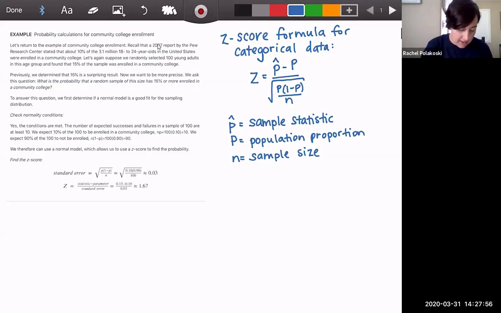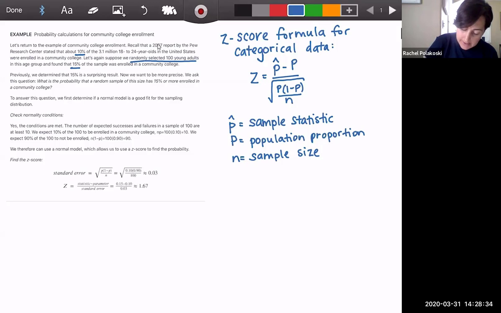So reading through the example here, we see that the population proportion P is 10%. It tells us that in the problem there, based on a report by the Pew Research Center. So P is 10%, and N is our sample size, which we can see later they randomly selected 100 young adults. 100 is our sample size. And in that sample, we found that 15% of the sample was enrolled in community college. So 15% is our p-hat. So those are the three numbers we need.